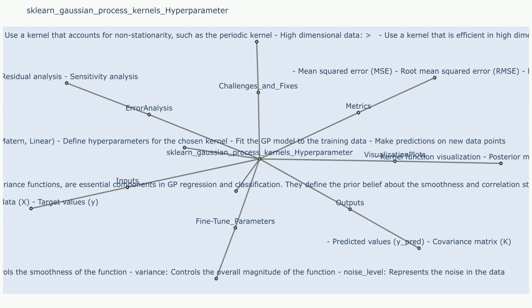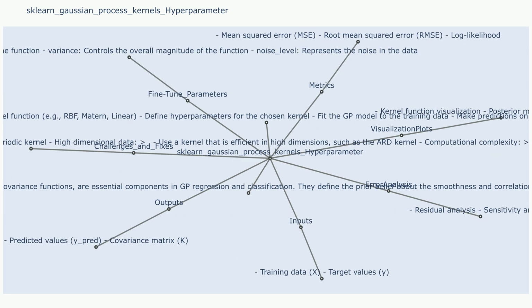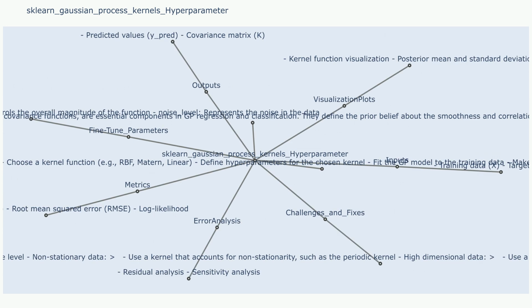Challenge 1. Overfitting. The model may overfit to the training data, resulting in poor performance on unseen data. Sample use case that resulted in challenge 1: training a Gaussian process model with a very small length scale on a dataset with a lot of noise. Fixes to challenge 1: use cross-validation to evaluate the performance of the model on unseen data.